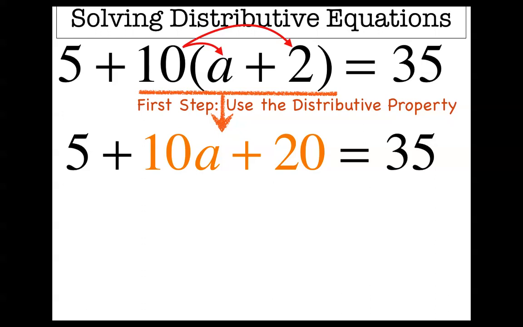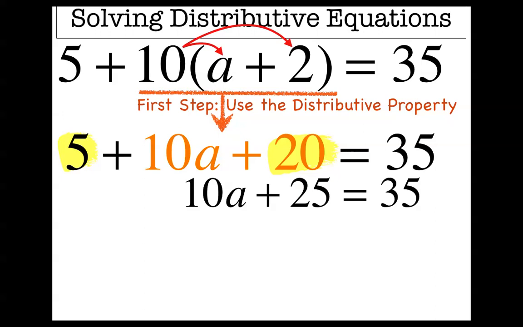Now, what do we have to do next to solve this equation? Well, what you'll notice is that we have a 5 and we have a 20, okay? And those 5 and 20 are like terms, so we can put them together and make 25. So it's really like the 10a plus 25 adds up to 35. And now we're just going to solve it like a normal two-step equation.